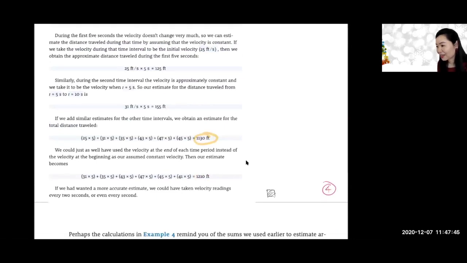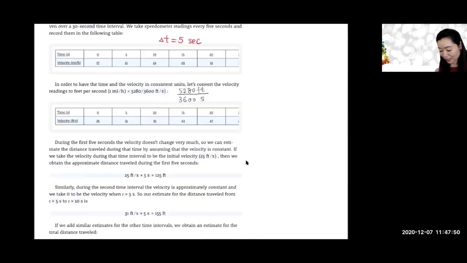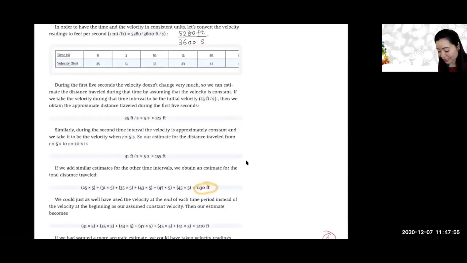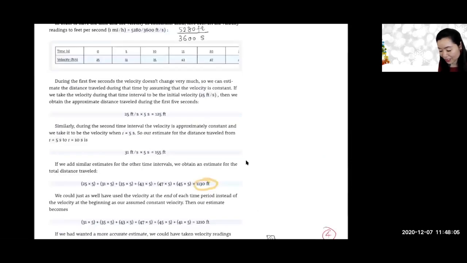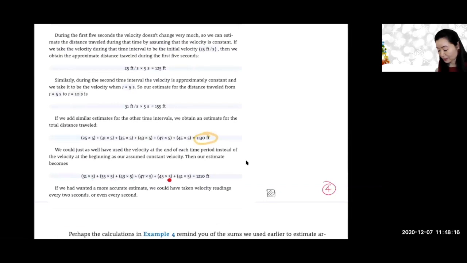Then that will be an estimate of how much distance you travel during this 30-second time interval, okay? And then instead of using the left endpoint, you can also use the right endpoint. Each time interval, you can take the right end. So you can use the velocity at the end of the time interval times the time interval, 5 seconds. And then you do a similar process and you end up with this number over here.